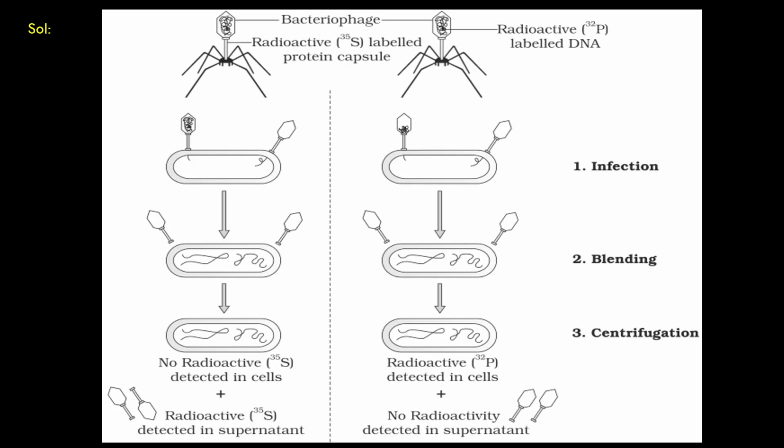After that, they are subjected to centrifugation. In the bacterial cells, no radioactivity was detected because sulfur is not an integral part of nucleic acids. Radioactivity is detected in the supernatant, which has the protein coats of the viruses. In the second case, radioactive P32 is detected in the bacterial cells. Radioactivity was not detected in the supernatant where the viral capsids are present. This is the experiment carried out by Hershey and Chase.